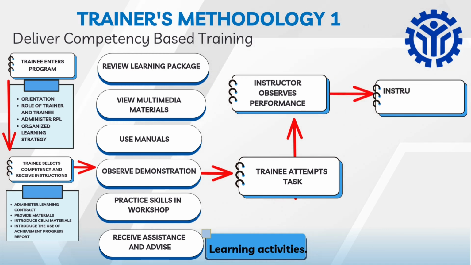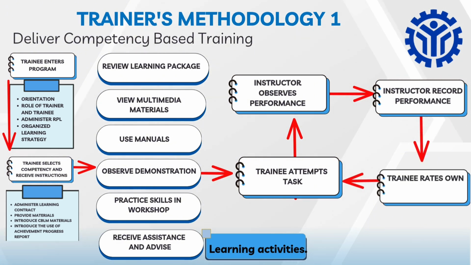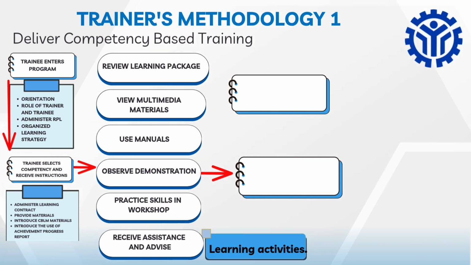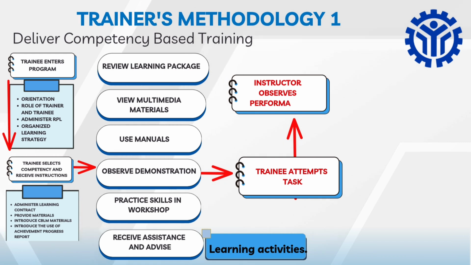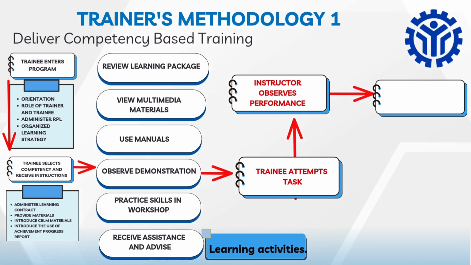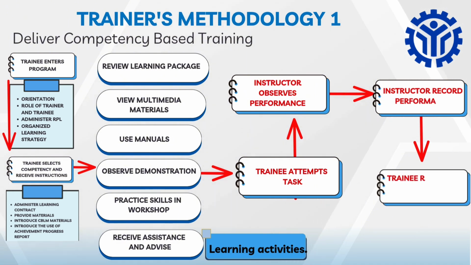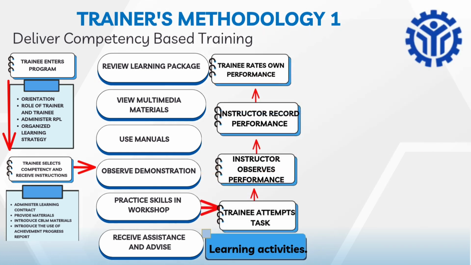Instructor records performance. These records serve as evidence of performance and help identify areas where the trainee is competent or needs improvement. Next is trainee rates own performance. It also promotes independent learning and responsibility for one's progress.